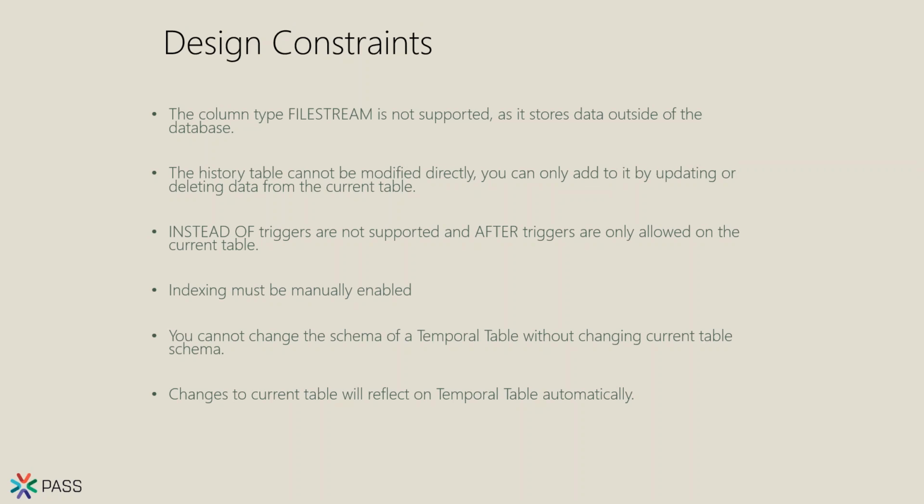And the history table cannot be modified directly. You can only add to it or update by deleting data from the current table. That is if you have system versioning turned on. If you turn it off, then you can make changes to either table. Because when you turn system versioning off, essentially the tables are separated, or they're treated as separate entities.